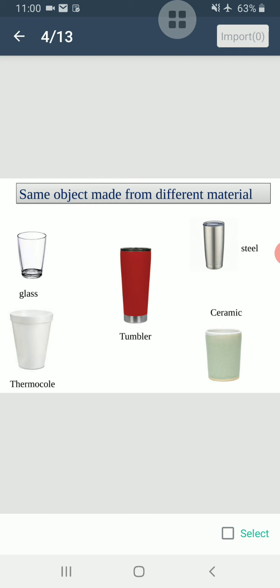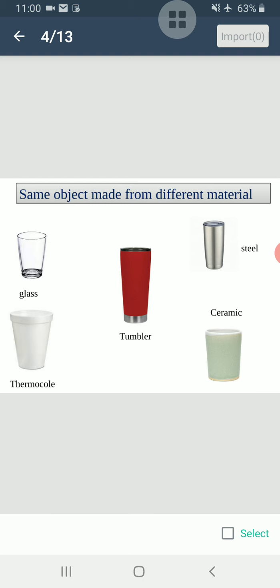Similarly, the same objects can be made from different kinds of materials. For example, a tumbler can be made of glass, plastic, thermocol, ceramic or paper. And like this, there are many more examples. So several objects can be made from a combination of several materials.